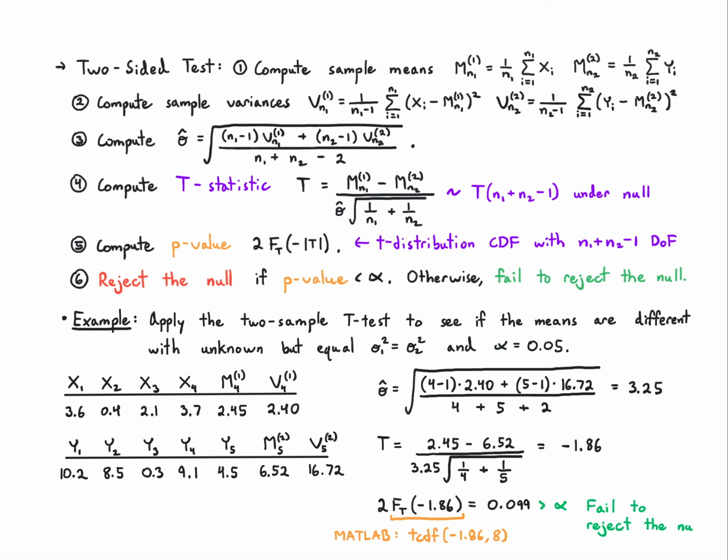What this is saying basically is, yes, it is possible to observe something like this under the null. It's maybe not the most likely thing, but it's above our significance level. The way that we've decided to do this before running our experiment is that we're going to fail to reject the null, meaning that we still think there's enough evidence around to hold on to the null for a while.